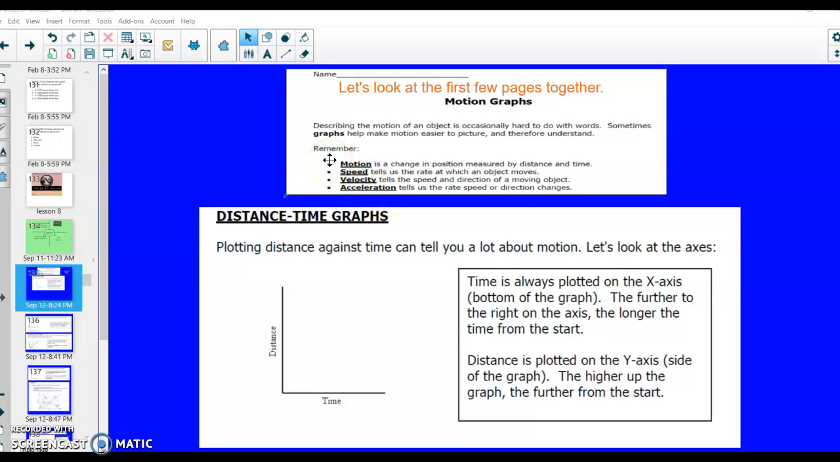Remember, motion is just your change in position, and then speed tells us the rate at which an object is going. Velocity is the speed and direction, and acceleration tells us the rate at which the speed or direction changes. So throughout the course of this unit, we have already been talking quite a bit about distance time graphs, and that's what you're going to be working with. You can see that on the x-axis, we have time, and then on the y-axis, we have distance. We talked about this somewhat when we had the little helicopter on the page.